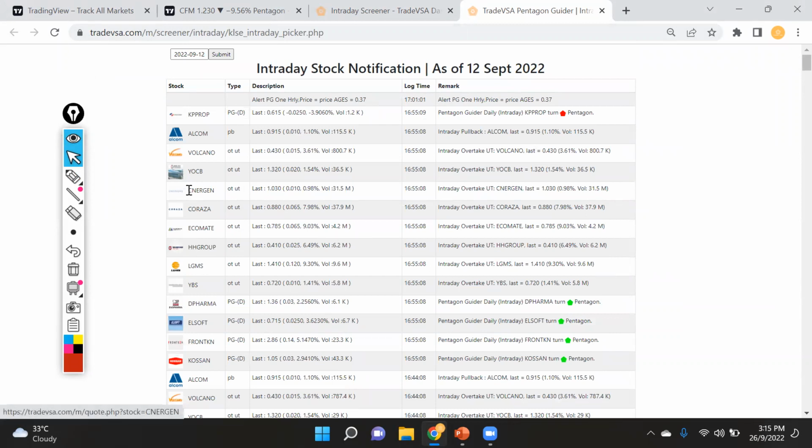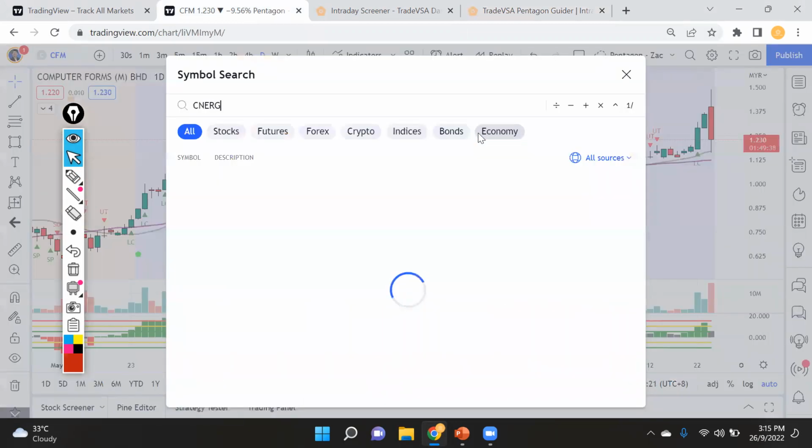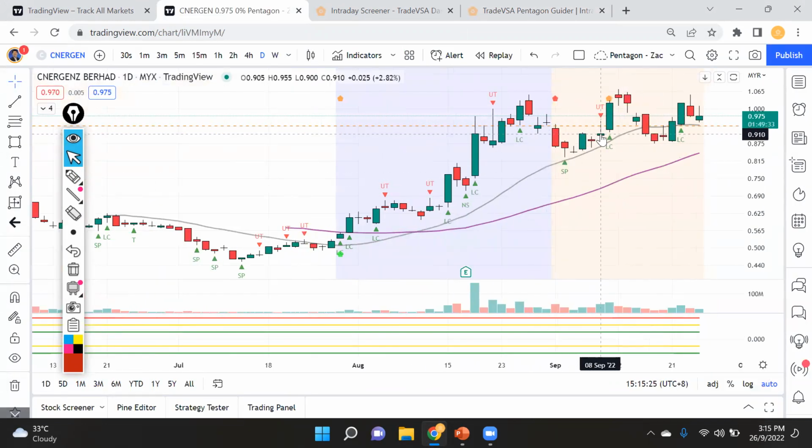Okay, yeah, these two: Synergen and Coraza. These two are pretty good OTUTs, with the price holding more on 2040s. If you look over here, this is the one. The UT, the price is still holding well. And if you notice right now, the price is still holding well on the UT. But again, today is a weak market. These few days are a weak market.